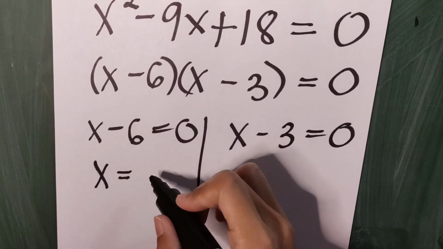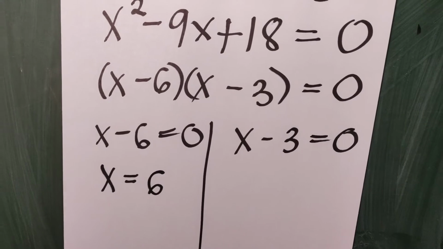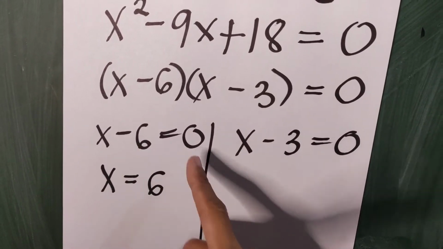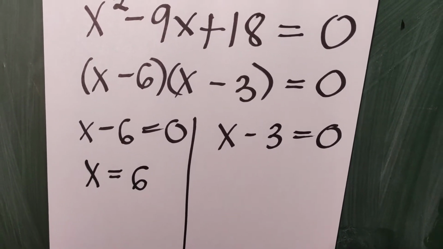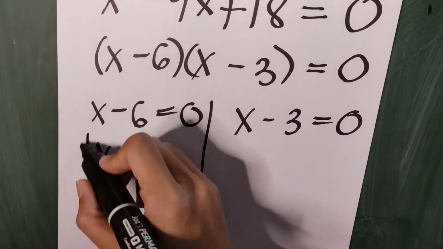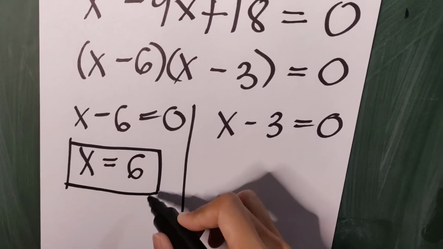From negative, this will become positive. Or add 6 on both sides of the equation using the addition property of equality. This is our first solution.